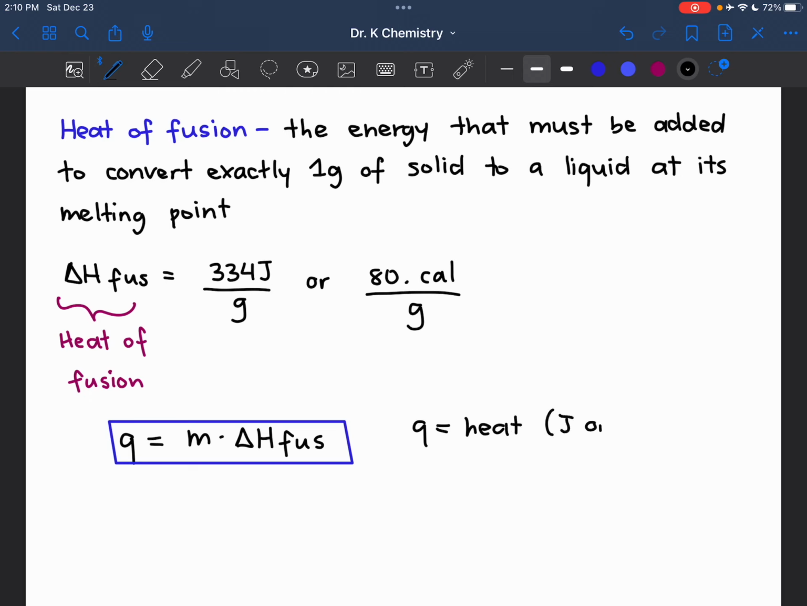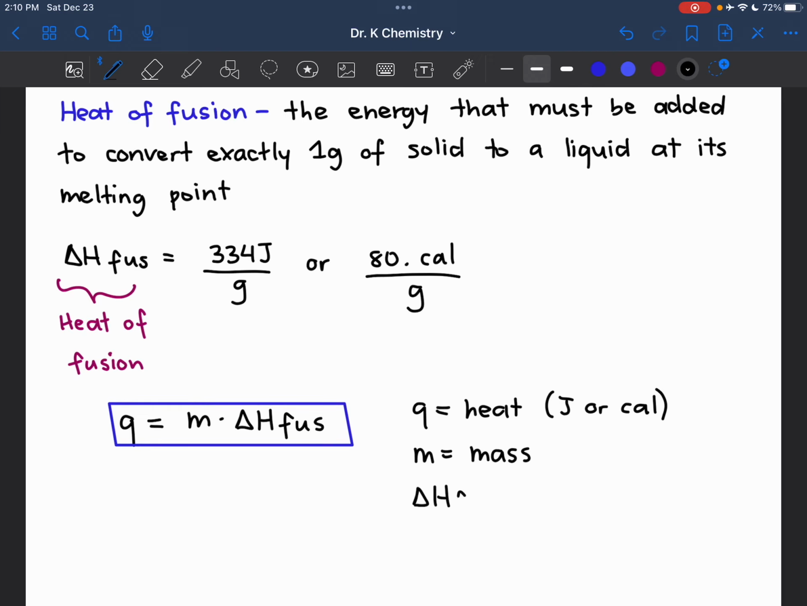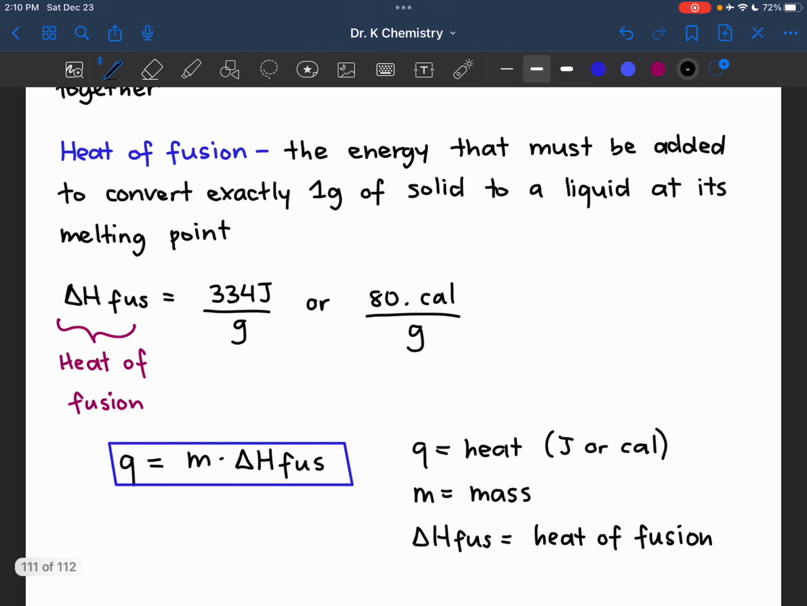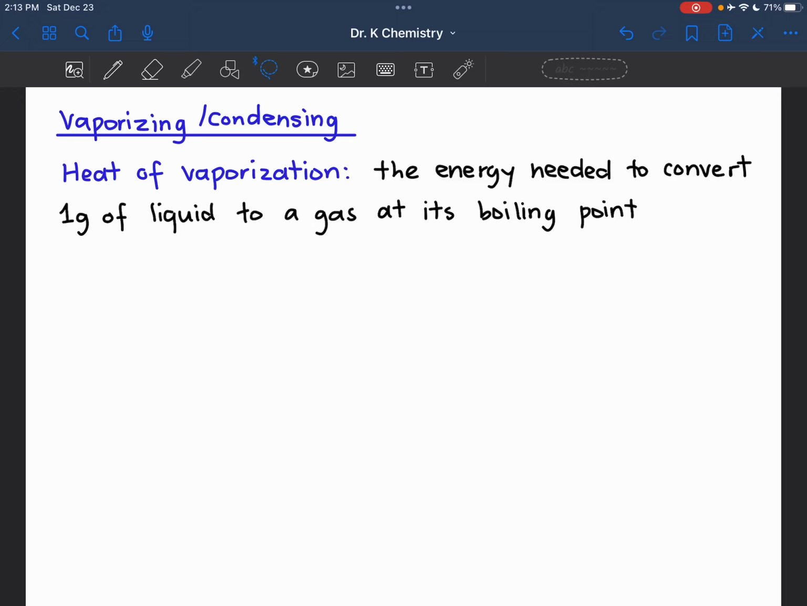So Q here represents heat, and heat can be expressed in joules or calories, and of course, kilojoules or kilocalories. M is representing mass, which is typically expressed in grams, and delta H fuse is representing the heat of fusion. And heat of fusion is just a value that you would look up in a table or in your textbook for each particular substance. Similarly to melting and freezing, we can also vaporize or condense substances.